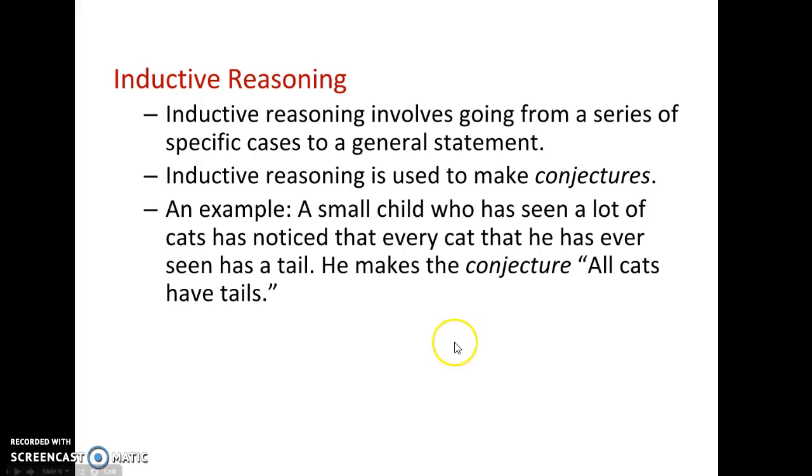So let's say a small child has come across cats in books, on TV shows, and in real life, and they make a conjecture that all cats have tails. We can see where they could come up with that conjecture pretty easily. That's the experience they've had. Every cat they've ever seen has had a tail, so they make this conjecture: all cats have tails.